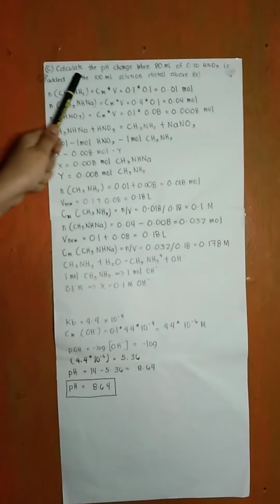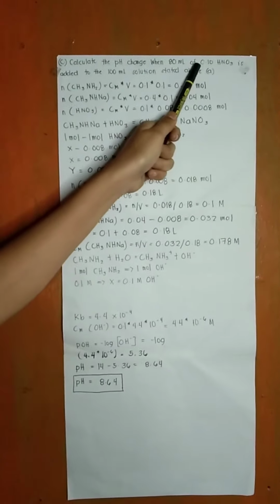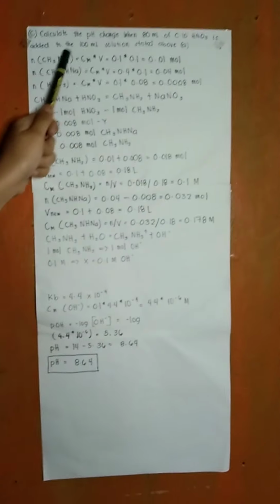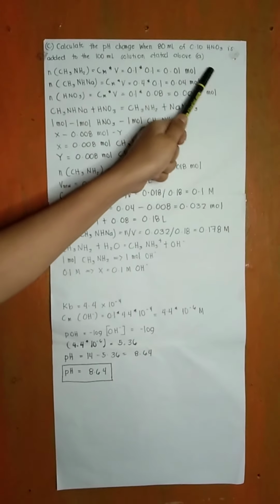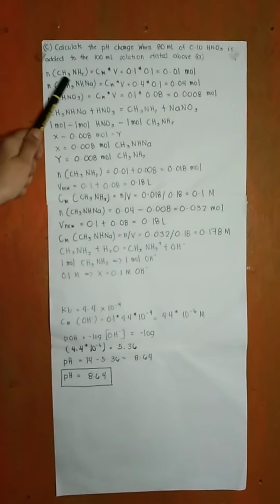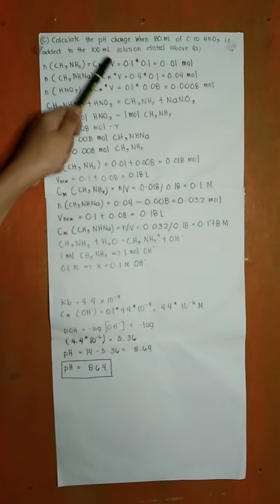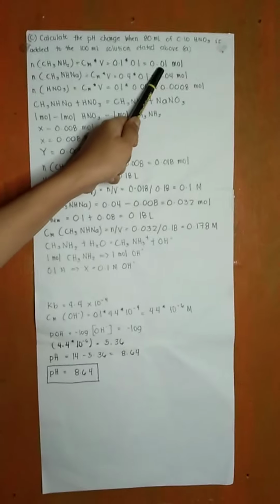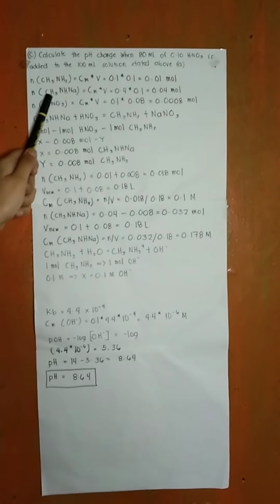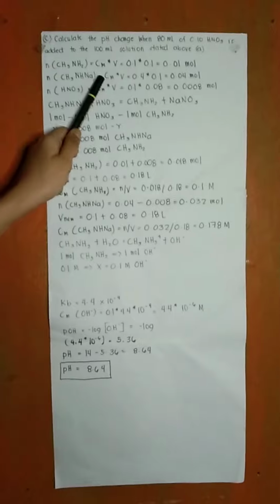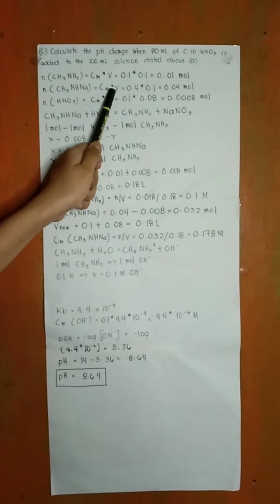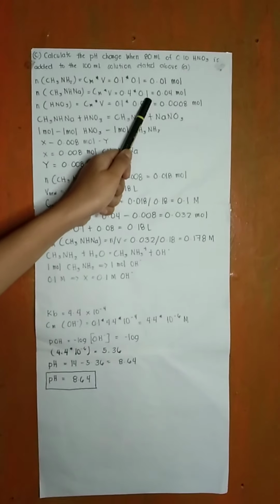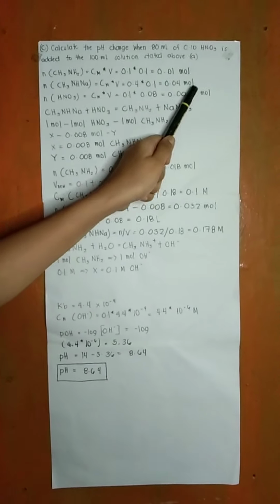C. Calculate the pH change when 80 ml of 0.10 HNO3, or nitric acid, is added to the 100 ml solution stated above in A. N of CH3NH2 equals Cm times V equals 0.1 times 0.1. The answer is 0.01 mole. N of CH3NHNa equals Cm times V, or volume, equals 0.4 times 0.1. The answer is 0.04 mole.